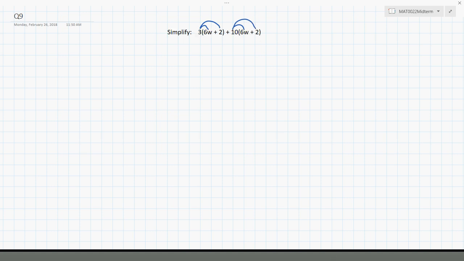So 3 times 6 is 18. So I'm going to start with an 18W plus 3 times 2 is 6. All right. So we're going to start with that part. Then since it's keeping positive, it's going to be positive 10 times positive 6, and that's 60. So it's going to be 60W, because there's a W there still. And it's going to be 10 times 2, which is going to be 20, right?